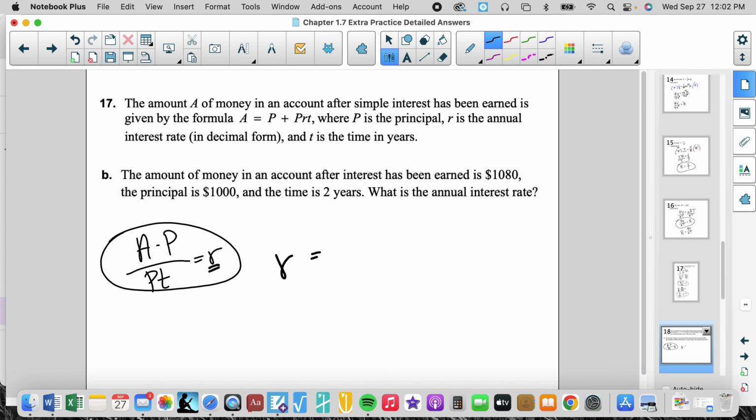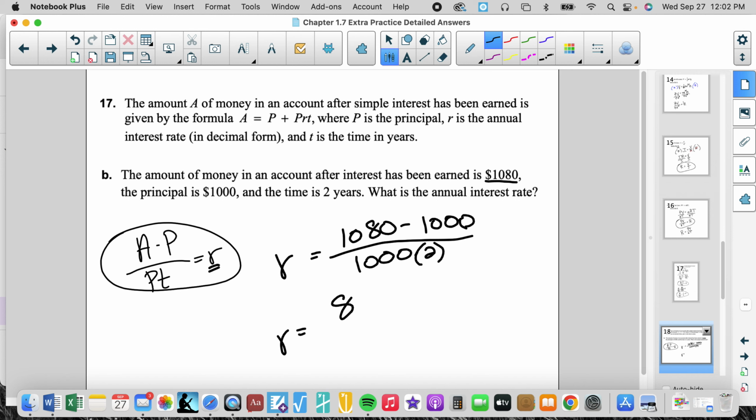So we're going to say R equals A, the amount of money in the account after interest has been earned, so that's my value, 1080, minus the principal, which is 1,000, over P, the principal, 1,000, times the time. And it says 2 years. Remember, T needs to be in years, so that's okay. And 1080 minus 1,000 is 80, and 1,000 times 2 is 2,000.